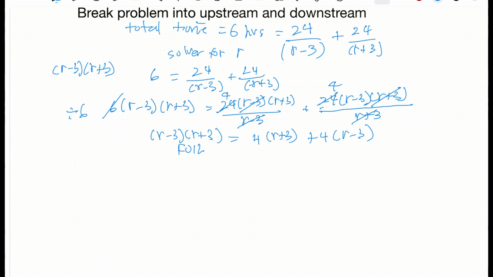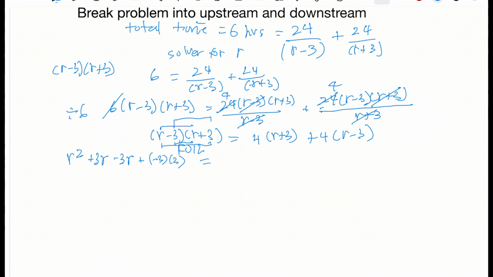So on the first, we're going to multiply these two terms right here. I also have a video on this if you want to follow up on this a little bit. I'll put a link in the description. So that's r squared. Now the outer is plus 3r, and then the inner is minus 3r, and then the last is minus 3 times 3. So that's the left-hand side.